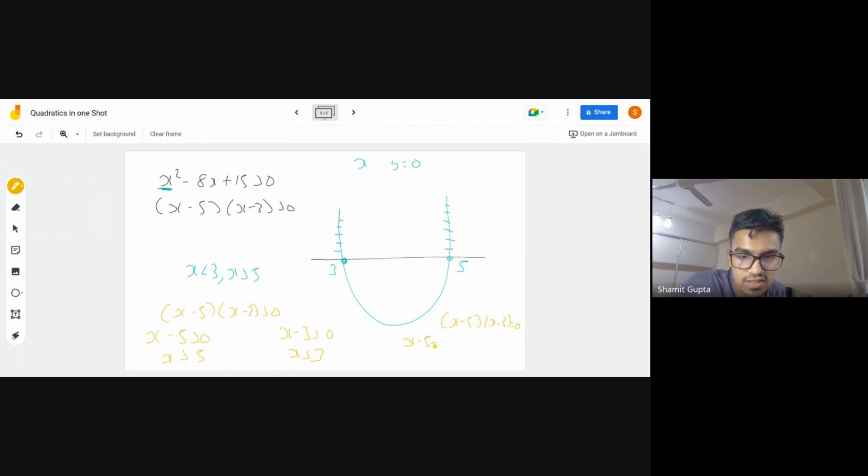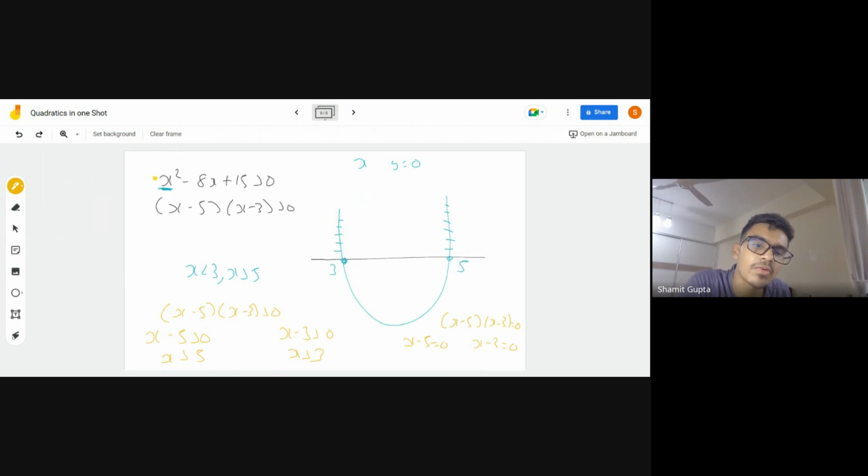x minus 5 equals 0, x minus 3 equals 0. Then you can. If it's an inequality, then you can't. Then you have to do this method. Please. You have to do this method. I hope that was understood.